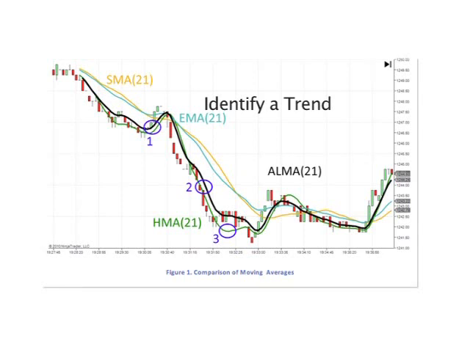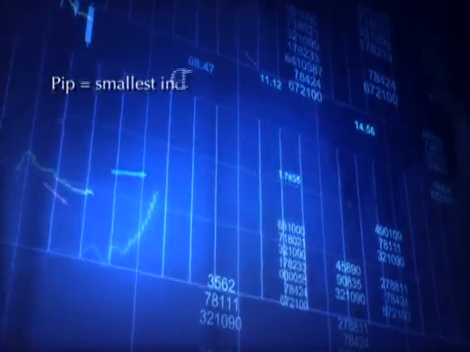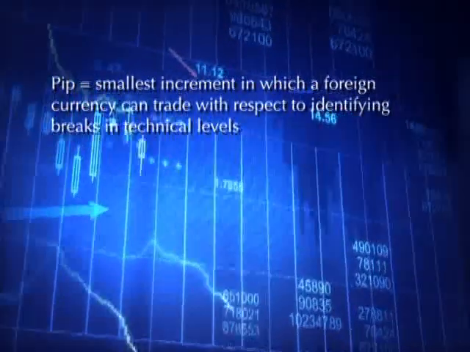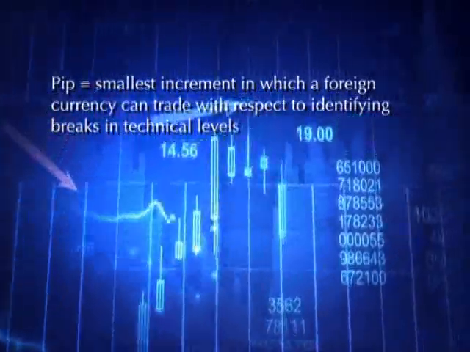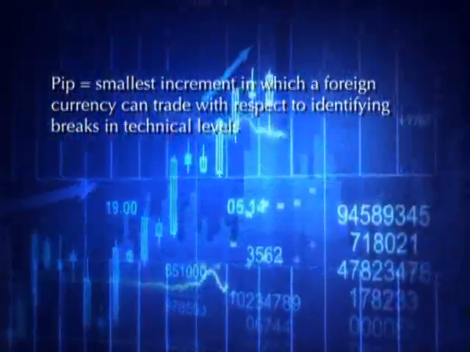Once you've identified a trend, look for the following two conditions at the same time on the 10-minute chart. The price is no more than 20 pips above to buy or 20 pips below to sell the moving average. Let me explain pip for a moment. A pip is the smallest increment in which a foreign currency can trade with respect to identifying breaks of technical levels. And in the fast stochastics, the %K crosses above the slow stochastic %D below 20 to buy, or crosses below the slow stochastic above 80 to sell.